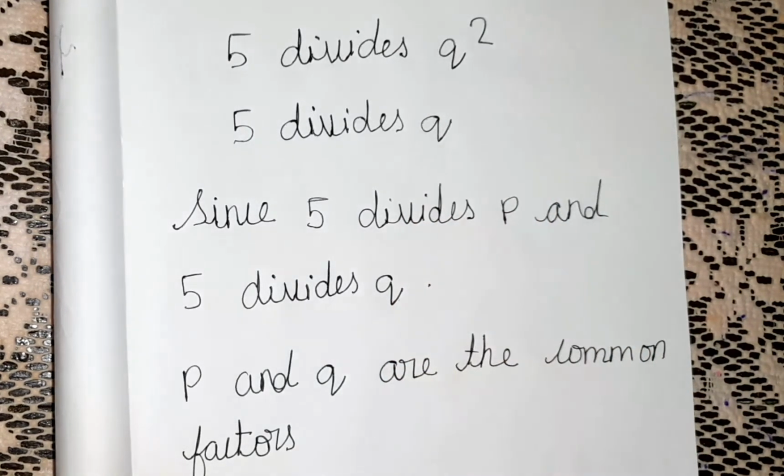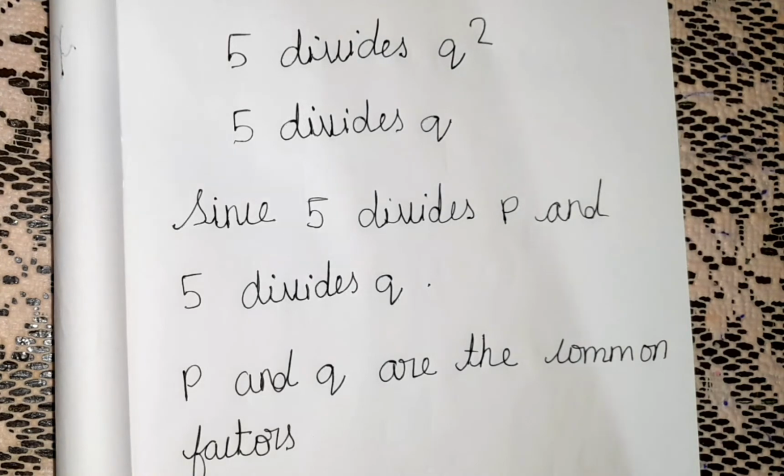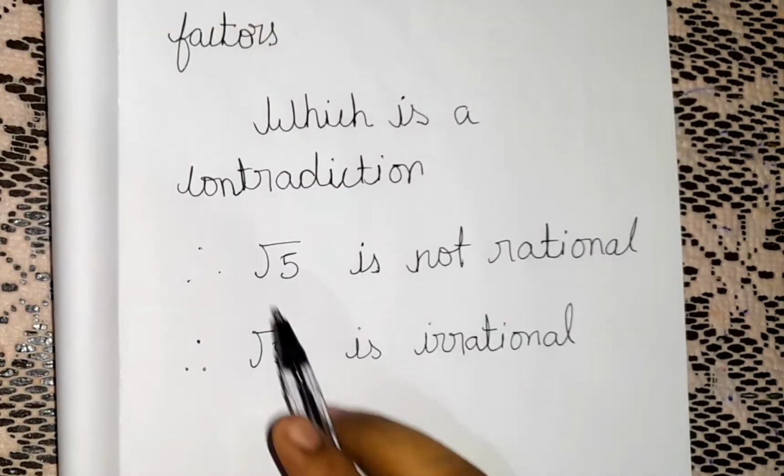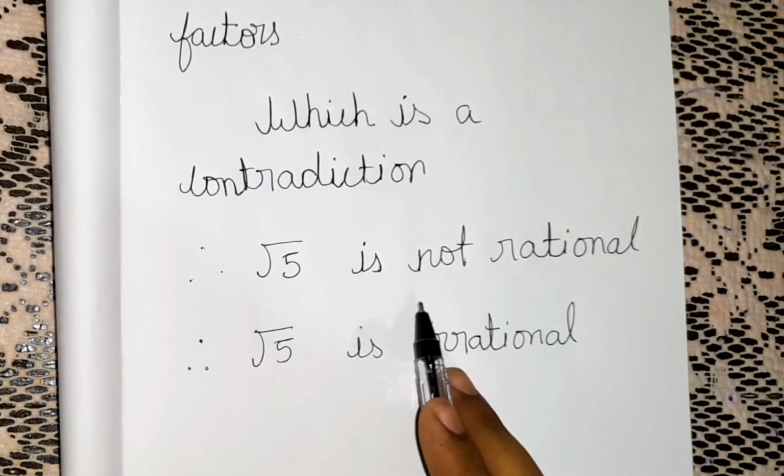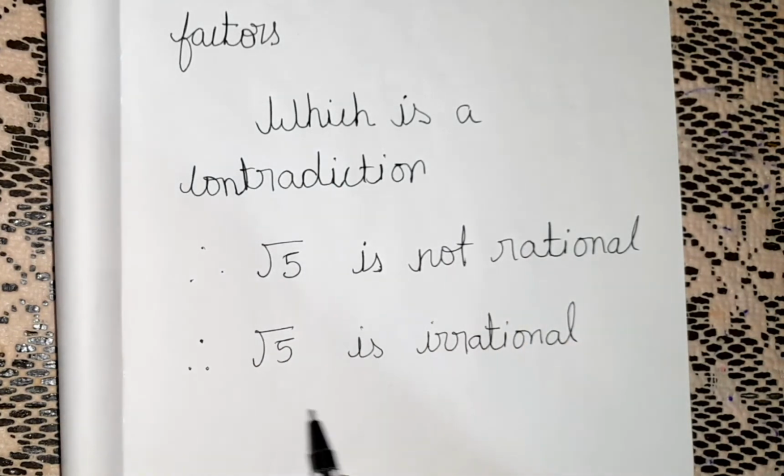Okay, so now let's write, it is a contradiction. Let me say what a contradiction is. So now we wrote, which is a contradiction, therefore root 5 is not rational, root 5 is irrational. Now you might have a doubt: what is the meaning of contradiction? Contradiction means, first we take a false statement and then we take it back to the original statement.